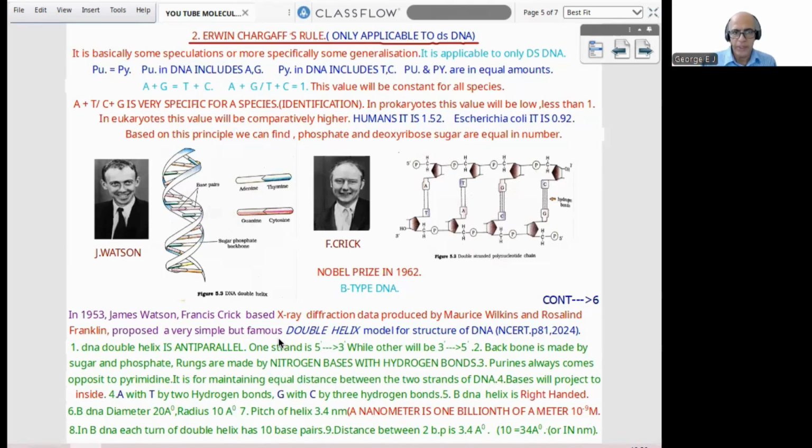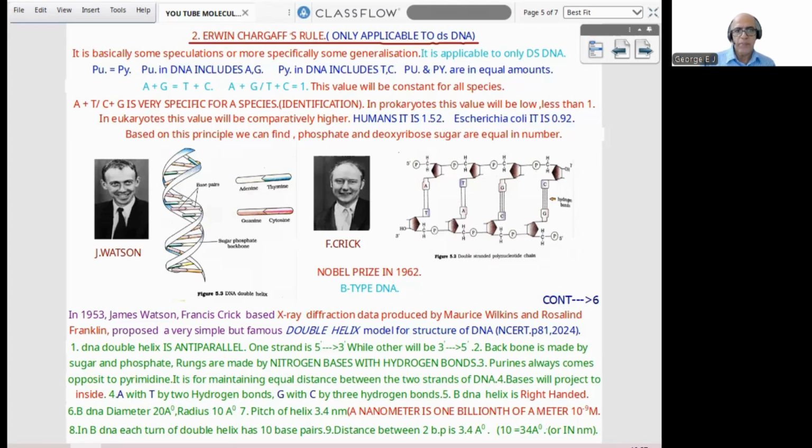Purines equal pyrimidines. Purines in DNA include adenine and guanine. Pyrimidines in DNA include thymine and cytosine. Purines and pyrimidines are equal in amounts. That is why adenine plus guanine equals thymine plus cytosine. Or we can say (A + G) / (T + C) equals 1. And this value will be constant for all species in the world. Constant, specifically constant. So value 1 and constant, that is different.